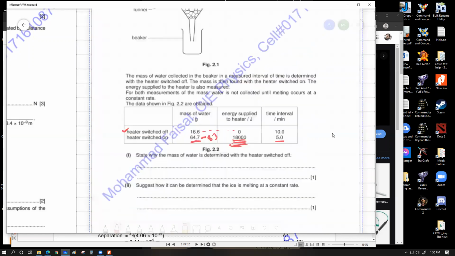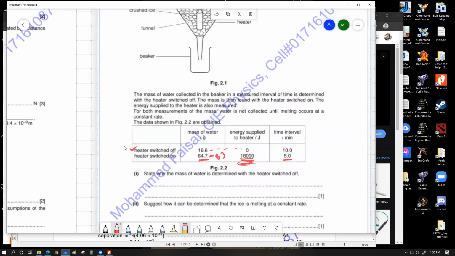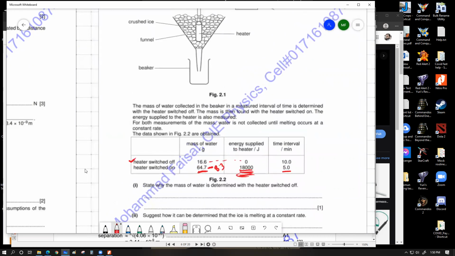Then it says: suggest how it can be determined that the ice is melting at a constant rate. We just talked about that. What we have to do is observe that.